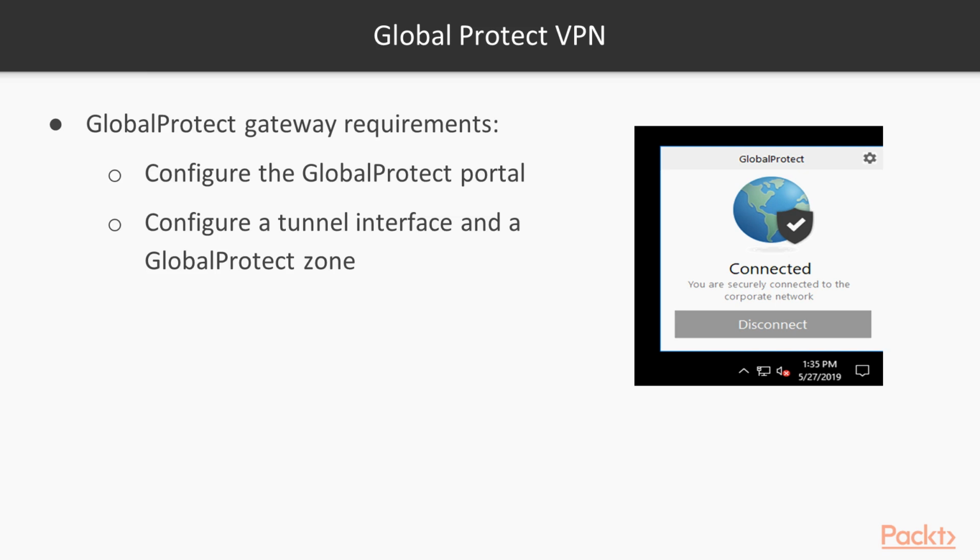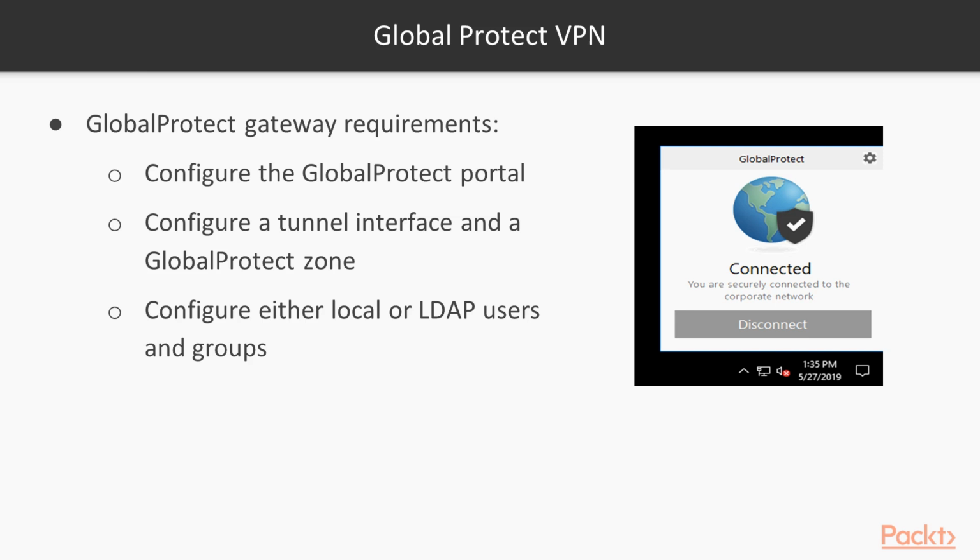We also need to create a GlobalProtect zone, and this is another zone on the firewall, just like the outside and inside. We're going to allocate the tunnel interface that we just created and add it into the GlobalProtect zone. Once we have that, it's a matter of creating that security policy and allowing the access if we need to, based on the requirements for that remote user. And finally, we need to allocate the users that are going to be allowed to connect, and this is done on the actual gateway.